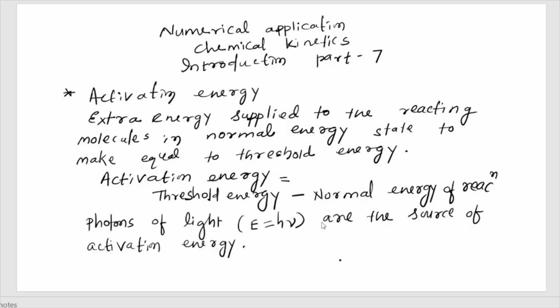Photons of light is one example. Photons of light, E equals h nu, is an example of a source of activation energy. So here we can observe what activation energy is: threshold energy minus normal energy.